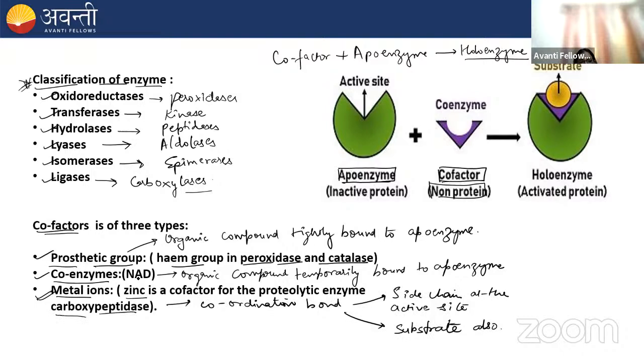And the example of coenzyme is NAD. Remember that NAD and NADP contain a vitamin, which is niacin. Okay, and these NAD and NADP are coenzymes. I hope everything is clear.